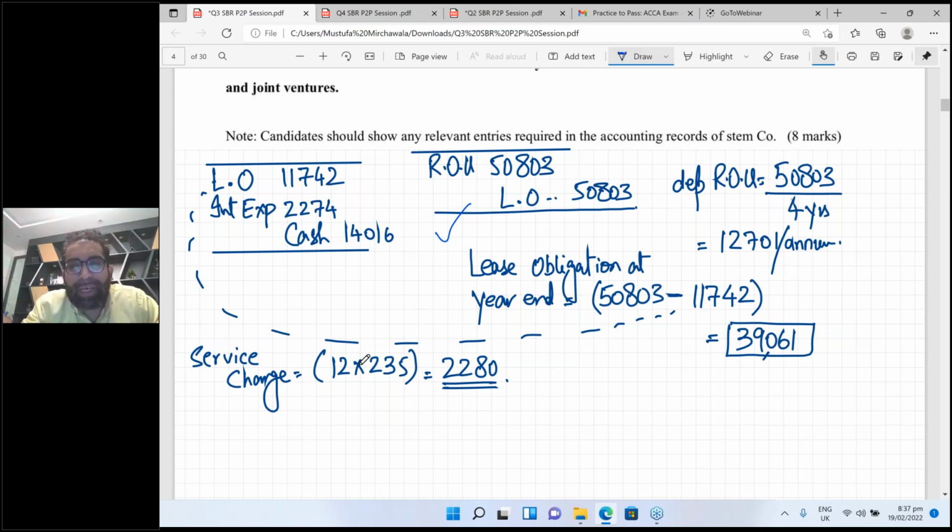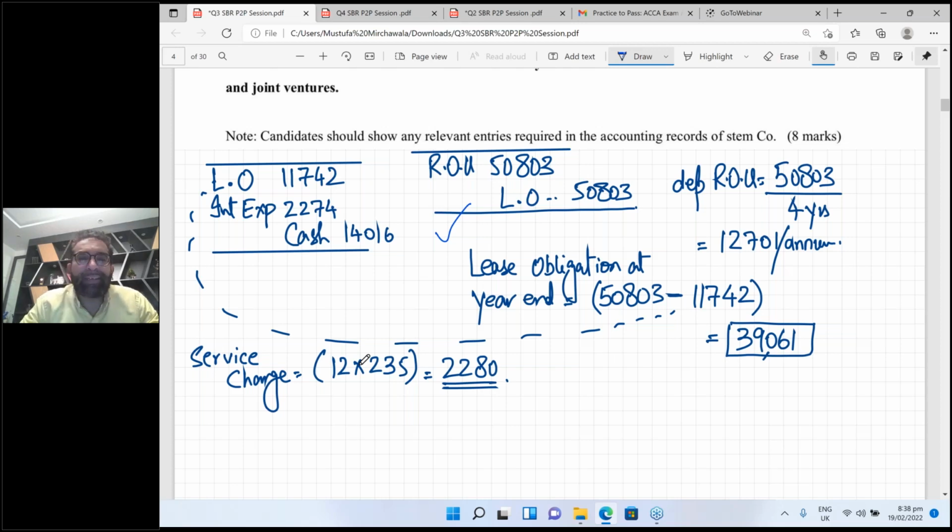In this question you will read that the lease term is 4 years. So yes, you need to depreciate the ROU. ROU will be depreciated as 50803 divided by 4 years. So 12701 per annum will be your depreciation expense.